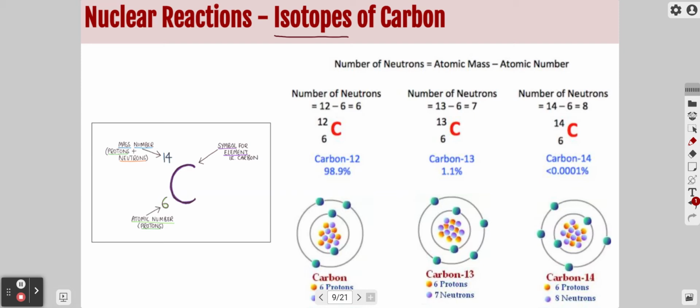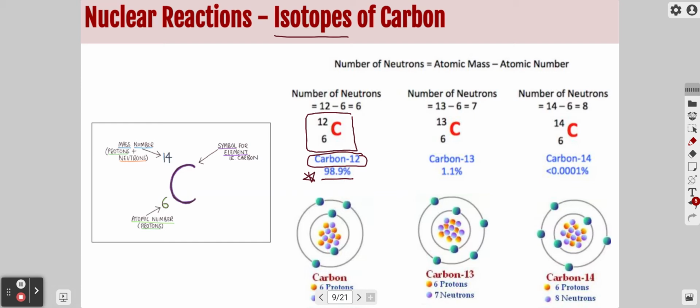Okay. So we are going to be representing isotopes with a symbol like this. You might see something like that. That would be called carbon-12, and it's the most popular carbon. When I say popular, I mean it's the most abundant. It's found in nature the most often. So 98.9% of all the carbon we find is carbon-12.